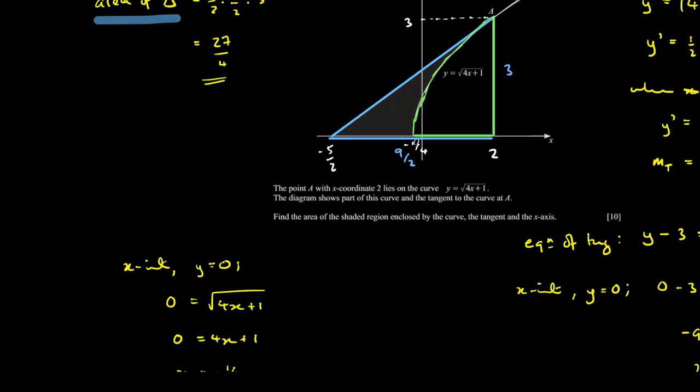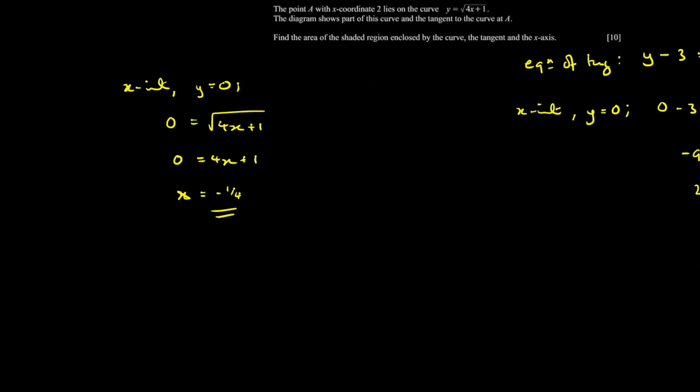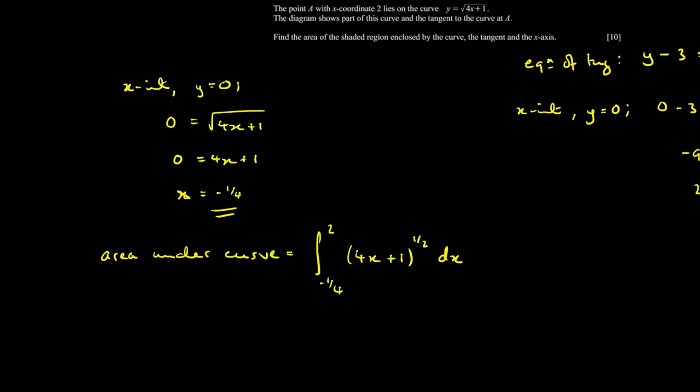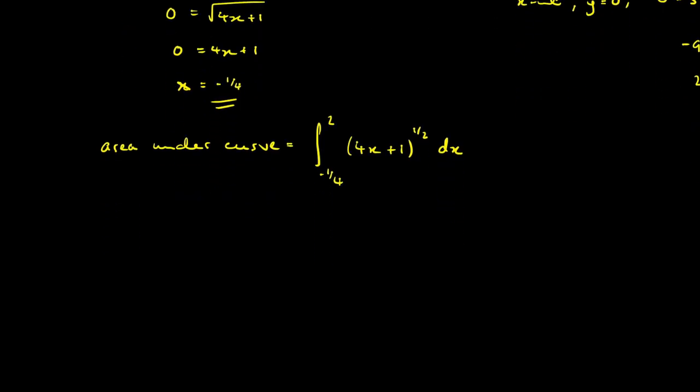So if we want to find the area below the curve, so the area under the curve, sorry about the handwriting, guys, it is going to be the integral between -1/4 and 2 of the square root of 4x plus 1, so 4x plus 1 to the power half, dx. Okay then, we're almost there. We just now have to do the integration.